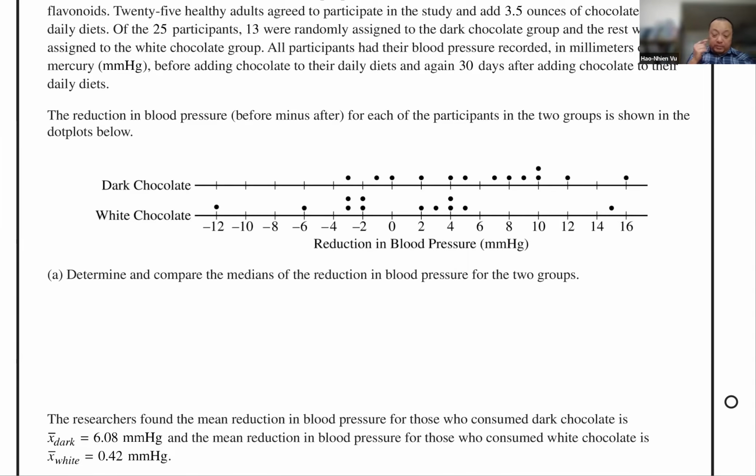A, determine and compare the medians of the reduction in blood pressure for the two groups. A median is the dot that's in the middle. So just count toward the middle. 1, 2, 3, 4, 5. 1, 2, 3, 4, 5. 6, 6. So here's the median. White chocolate: 1, 2, 3, 4, 5, 6. 1, 2, 3, 4, 5, 6. So the median is in between the last two. So the median is here.